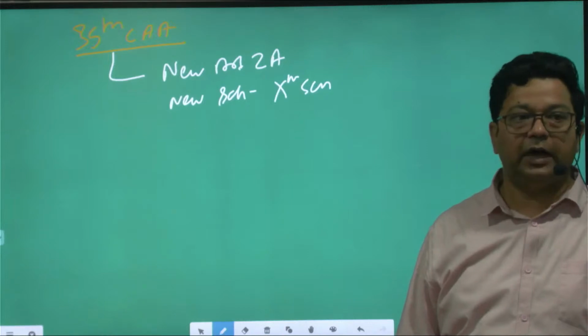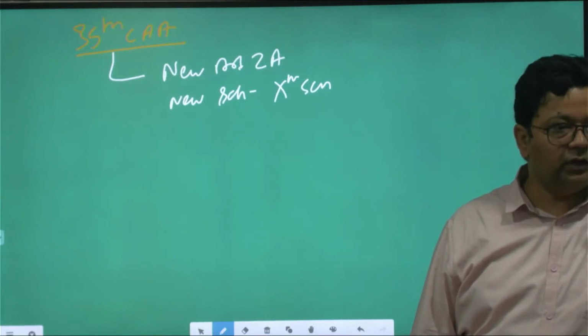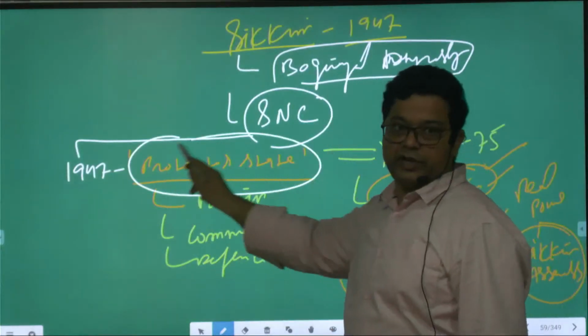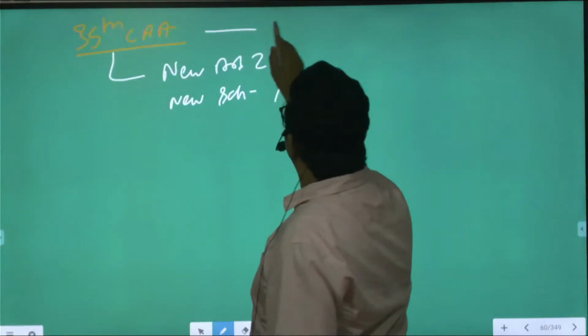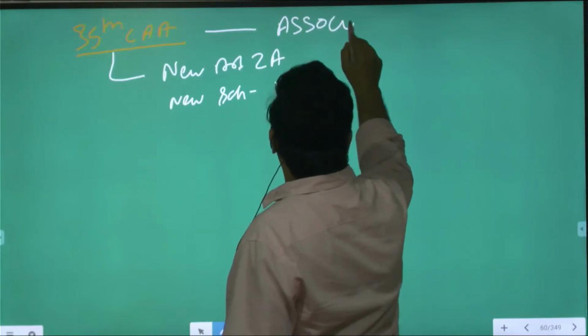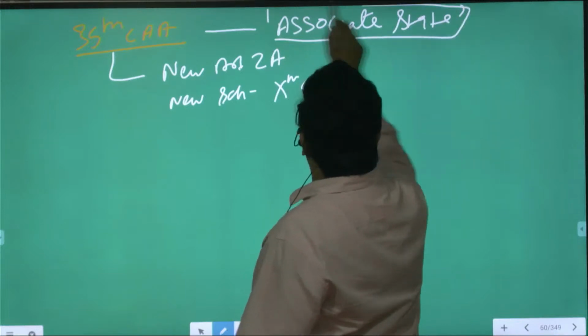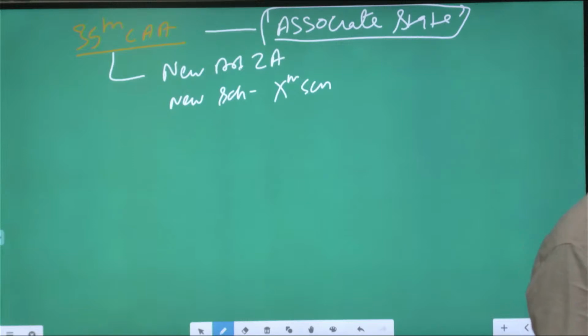So this was the arrangement made by the Indian government, and from the protector state status of Sikkim, it went to associate state. So now a new status given by the Parliament of India to Sikkim is associate state. Are you getting my point?